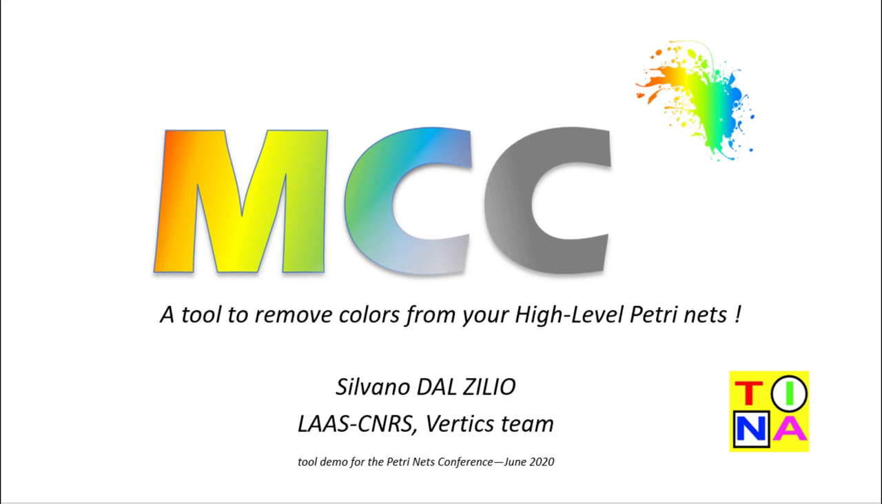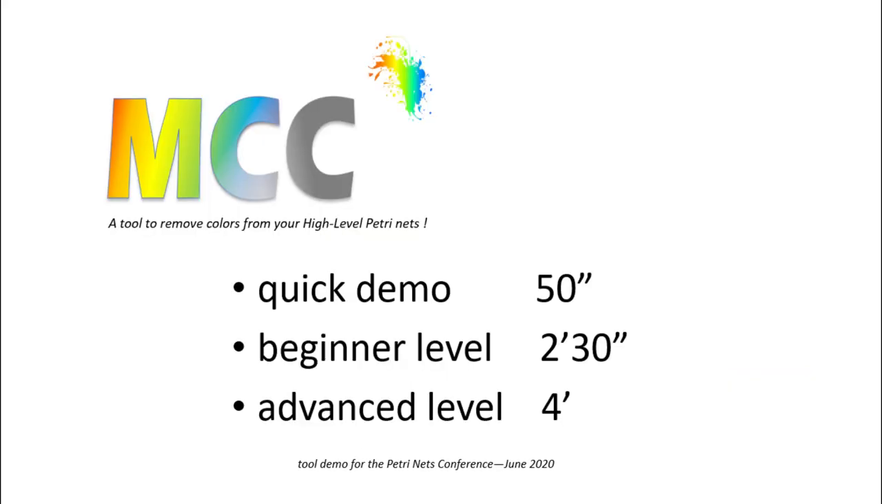You are watching a tool demonstration for MCC, a command line application that can unfold colored Petri nets into plain, uncolored ones. This demonstration contains three main parts, with a beginner level introduction to the tool, followed by a description of the most specialized options. We do not elaborate on how we unfold colored nets. You will find some information about that in the conference paper and the accompanying video.